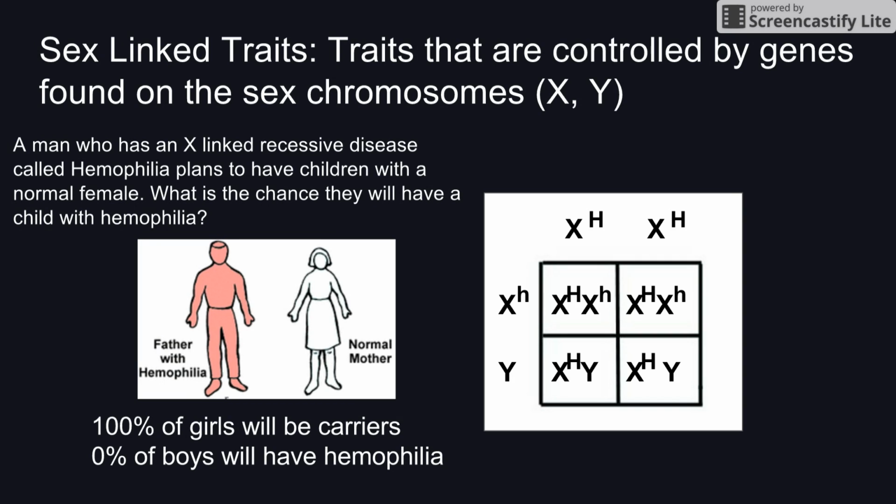So if we look at the Punnett square over here, we'll see the female on top, and she is normal, not a carrier, so she is homozygous dominant. The male is on the left side over here. He has hemophilia, which means he has the recessive disorder. So since this is an X-linked disorder, we will put that recessive allele on that X chromosome. And so back to our question here. What is the chance they will have a child with hemophilia?